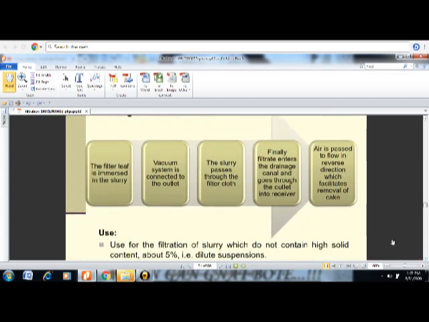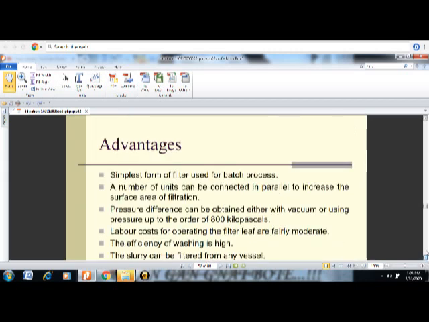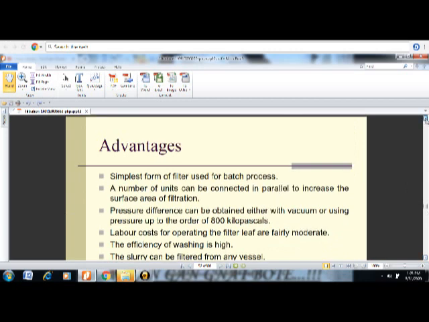So see, this is the working. The filter leaf is immersed in the slurry. Vacuum system is connected to the outlet. The slurry passes through the filter cloth, right. Then finally filtrate enters the drainage canal and goes through the outlet into the receiver, right. And last, air is passed in reverse direction, which facilitates the removal of the cake. So in this way, starting from the filtration up to the removal of the cake, we have studied the working.